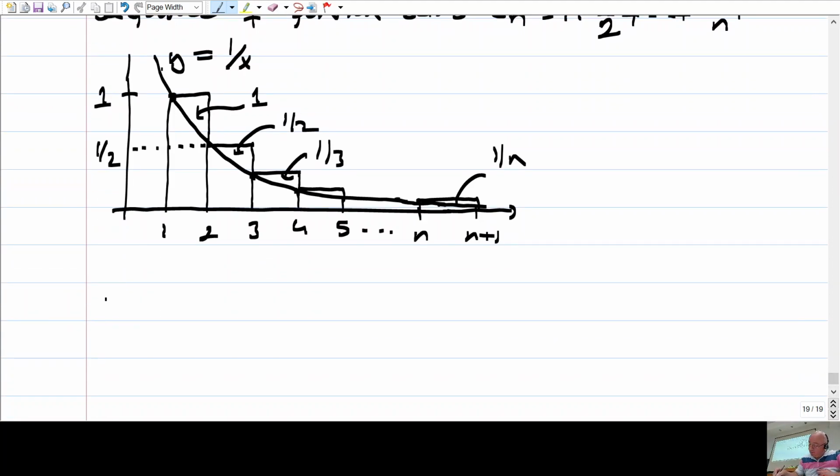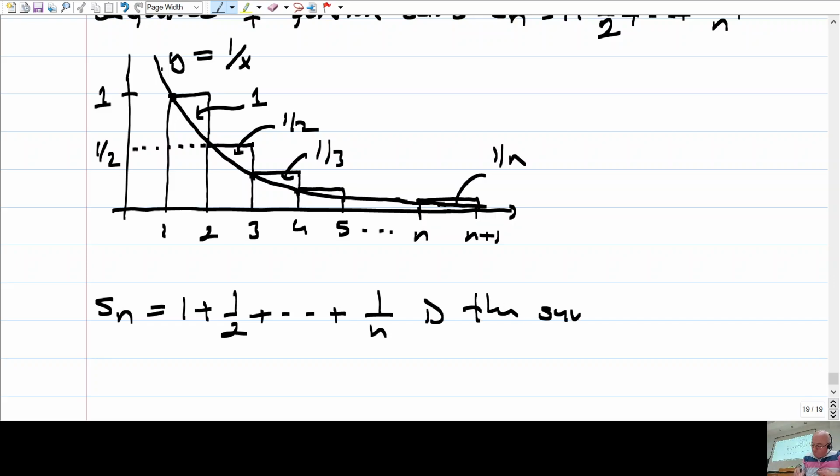So Sn, which is just 1 plus 1 over 2 up to 1 over n, is the sum of areas of the rectangles.